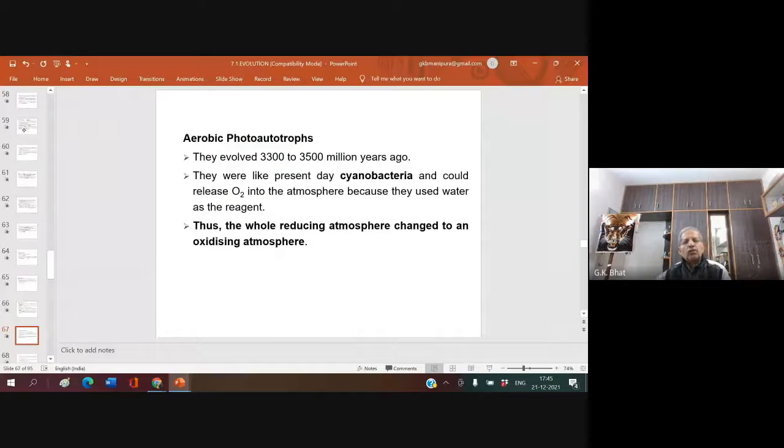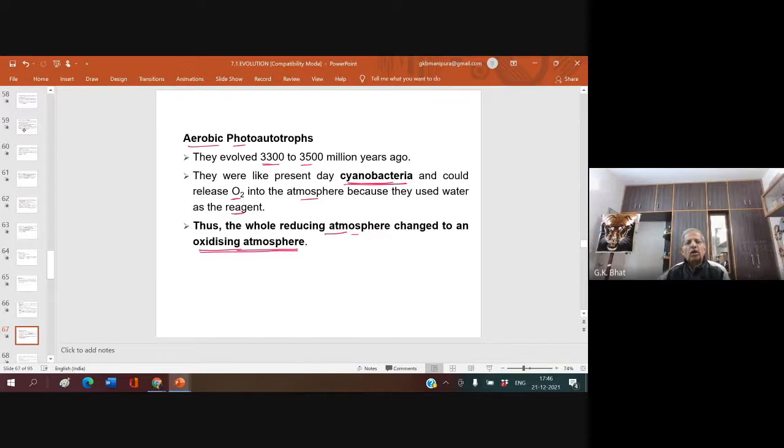So now come aerobic photoautotrophs. They evolved about 3,300 to 3,500 million years ago. They are like present-day cyanobacteria. You have heard about cyanobacteria, right? And they could release oxygen into the atmosphere because they use water as the reagent. Thus, the whole reducing atmosphere changed into an oxidizing atmosphere with the appearance of these cyanobacteria-like organisms which could release oxygen into the atmosphere.